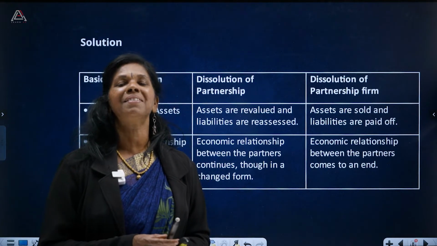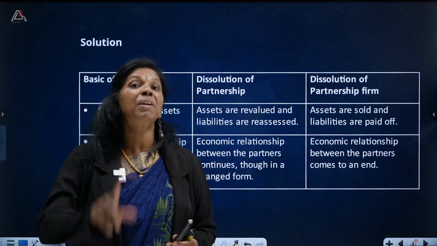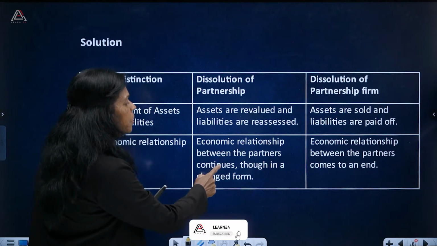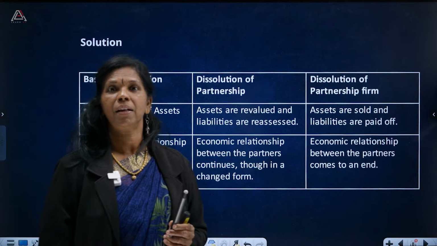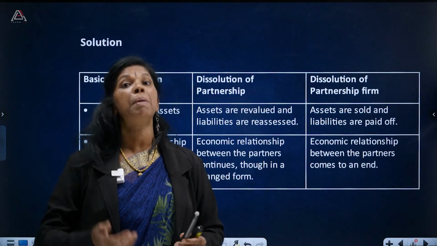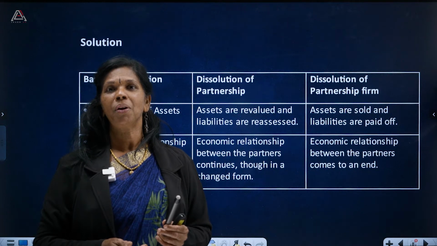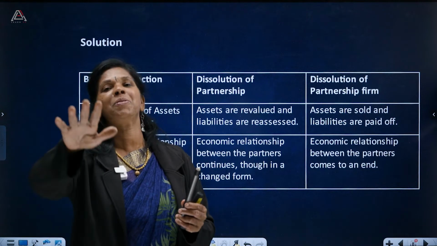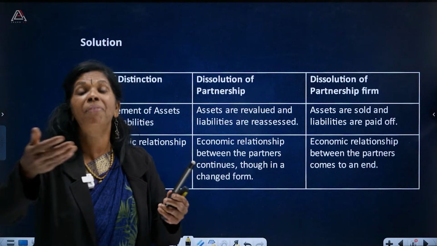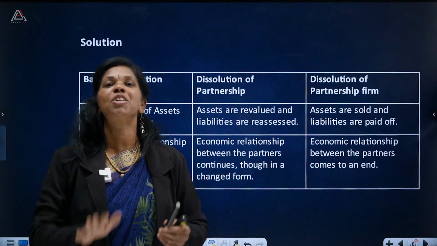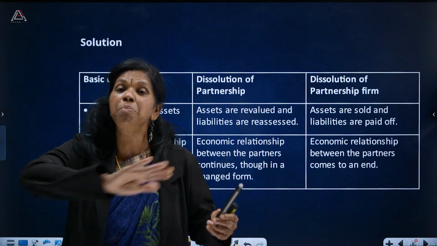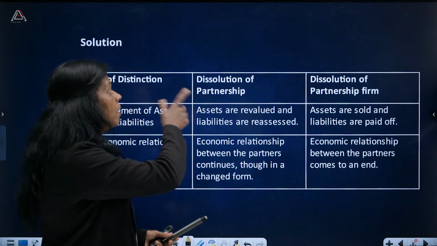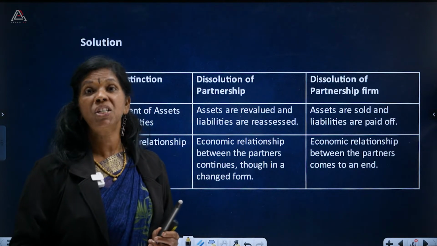In the case of dissolution of partnership, the relationship continues. But one point you should note, there is a change in the relationship. The economic relationship between partners continues though in a changed manner. How will it be changed? Maybe there will be a change in the profit sharing ratio. Maybe the terms and conditions of the partnership may be changed. In the changed manner, it continues. Whereas in the case of partnership firm, it comes to an end. There is no economic relationship between the partners. It comes to an end. These are the 2 points of difference between dissolution of partnership and dissolution of partnership firm.